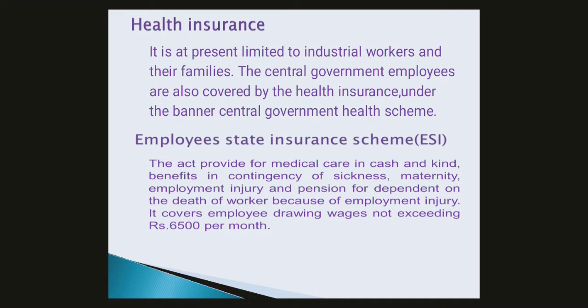Then the health insurance. It is at present limited to industrial workers and their families. Industry provides health insurance to all workers because in industry, for example the chemical industry, harmful drugs can be used, and harmful side effects can form. Then some workers suffer from different causes or different diseases. So different industries provide health insurance to workers. Central government employees are also covered by health insurance under the banner of the Central Government Health Scheme. Then the Employees' State Insurance Scheme also provides for all workers.